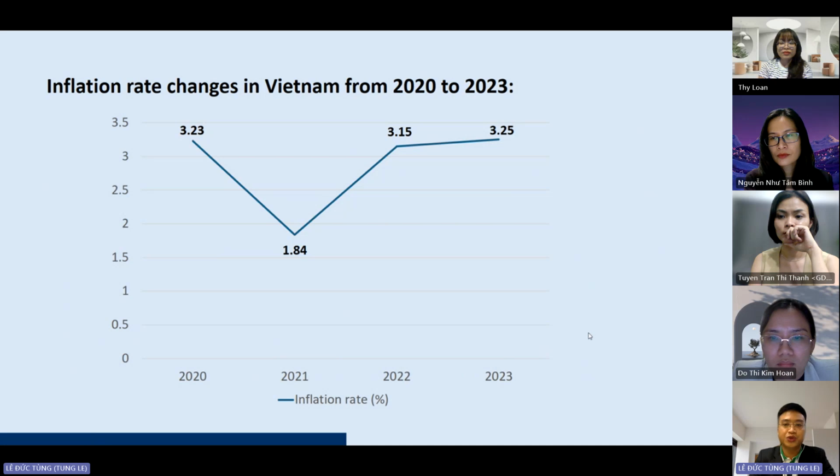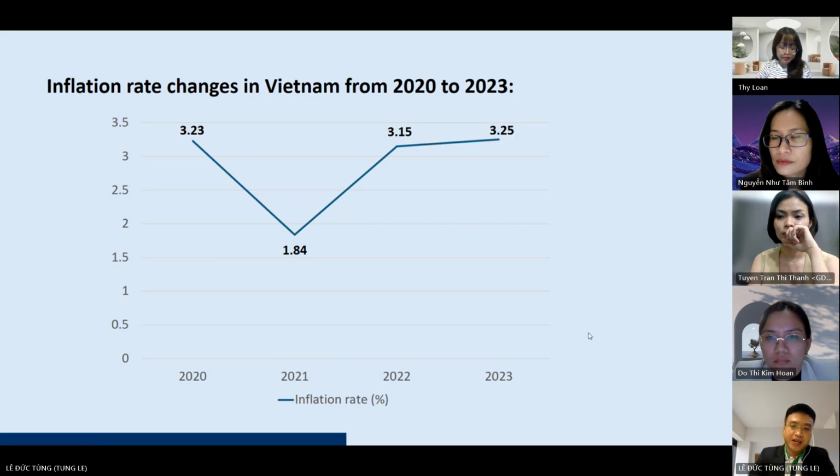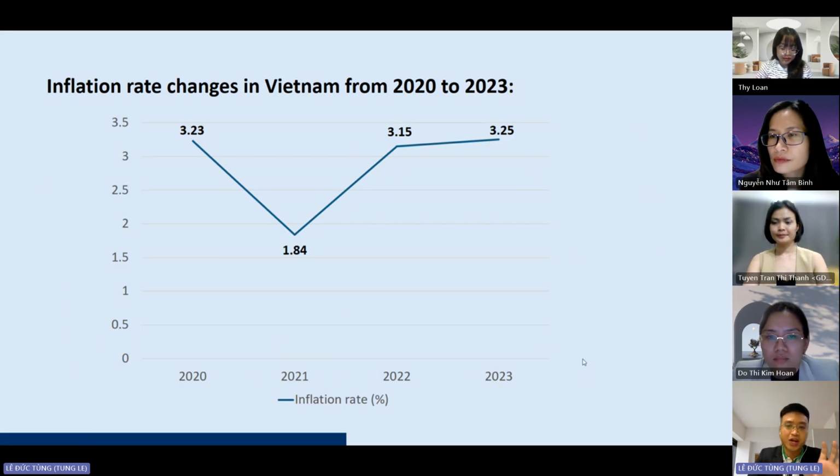In 2022, inflation rose again, the economy gradually recovered, and global fuel and raw material prices surged. The inflation rate is at 3.50%.